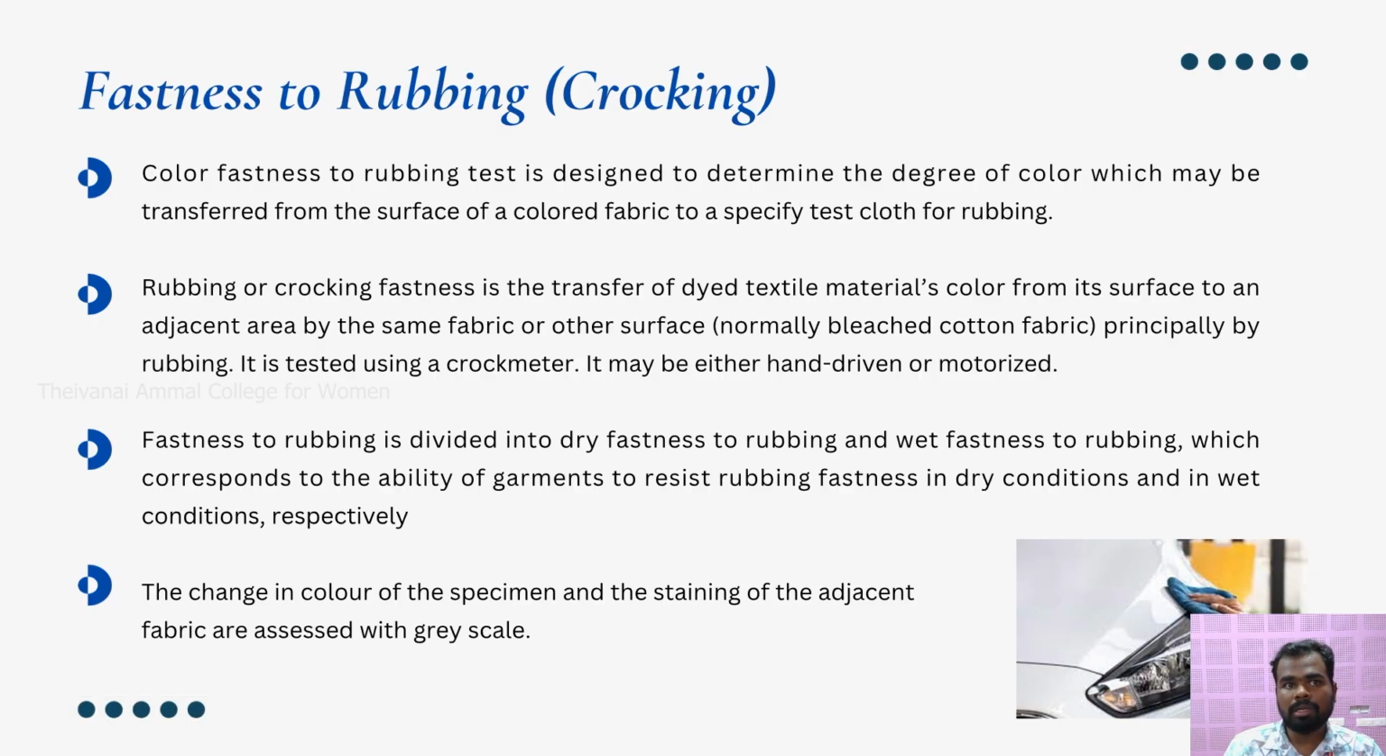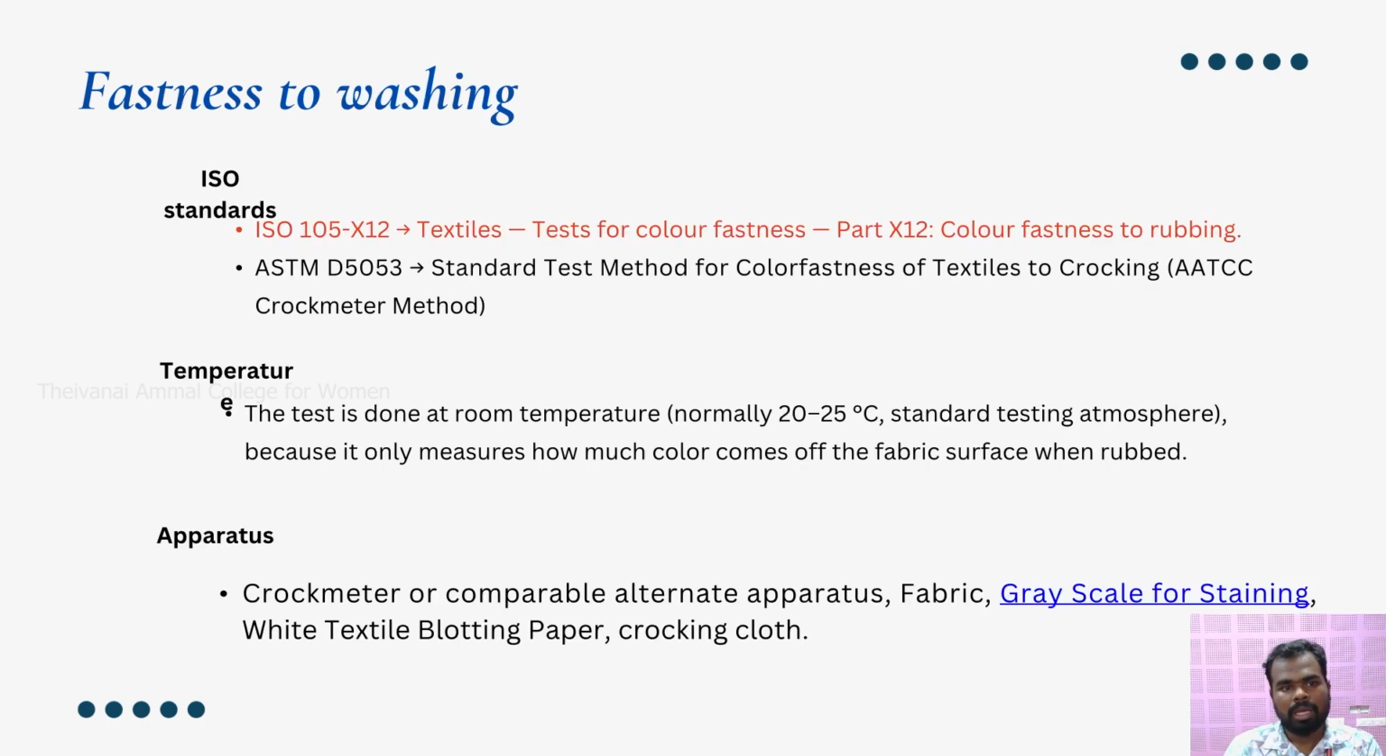This describes that the rubbing can be carried out in the wet state or in the dry state. It can be likened to our sweating, a state where wet fastness can occur. Dry is a normal condition. The ISO standard is ISO 105 X12, textile color fastness, Part X12, color fastness to rubbing, and the ASTM standard is D5053, standard test method for color fastness of textile to crocking.